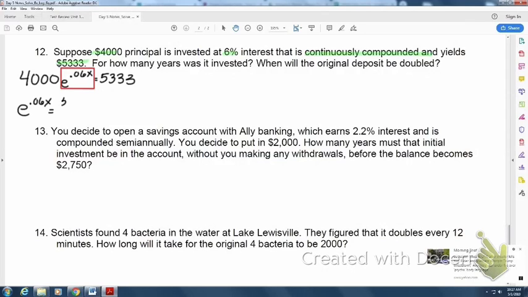equals 5,333 divided by 4,000. Now, if I fish hook this and it has e, what does that mean? What kind of log am I going to have? Natural log, ln. So I have ln of that fraction equals 0.06x. And then what would I need to do to get that x by itself?